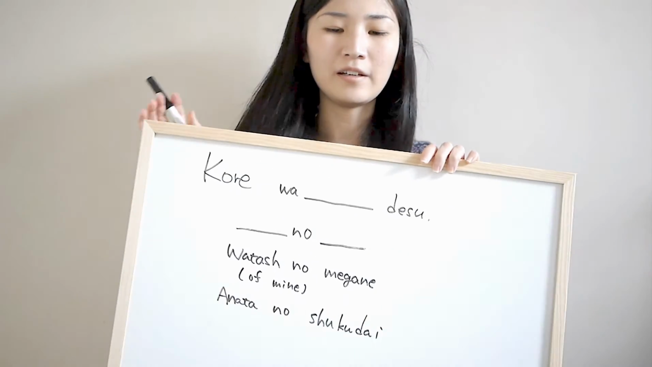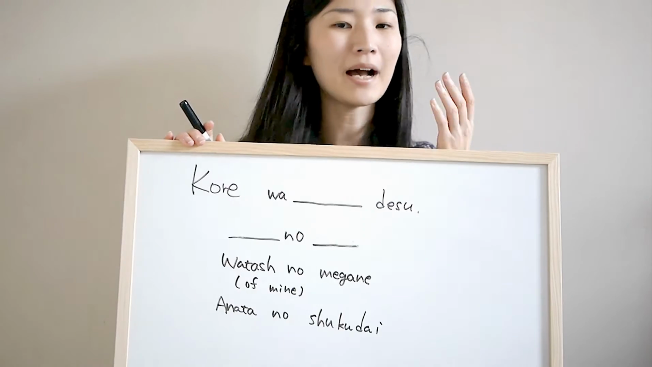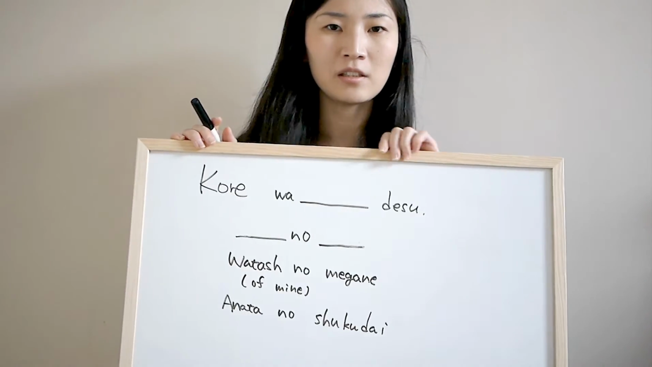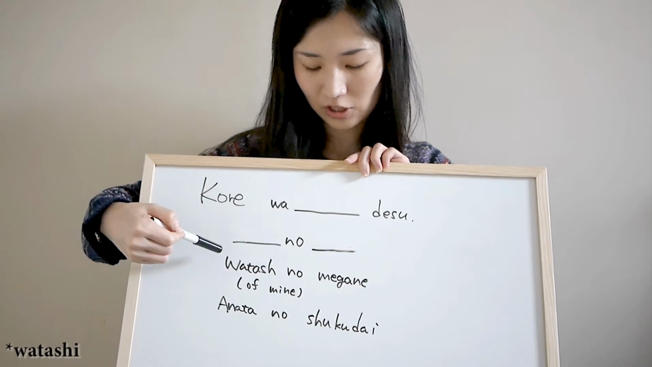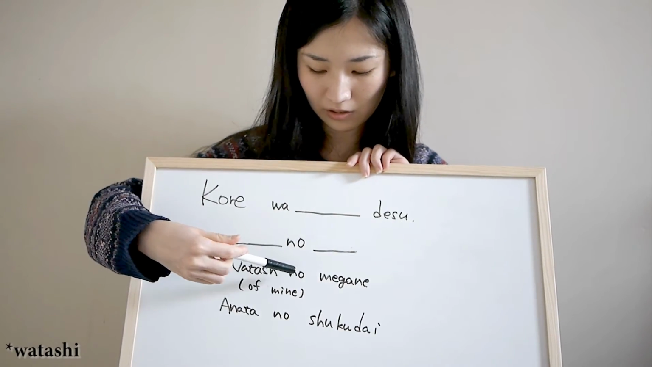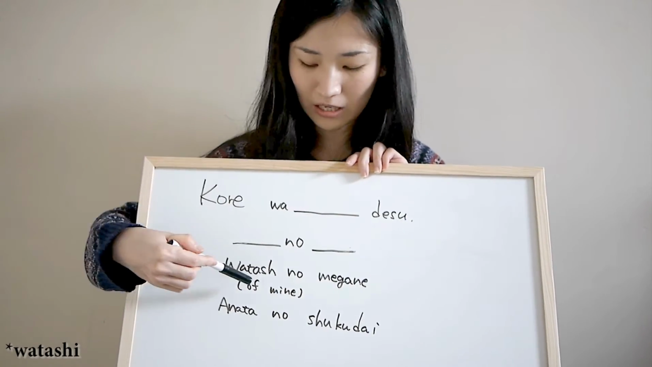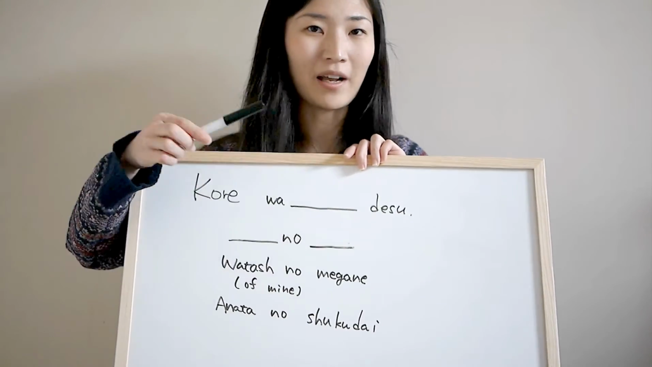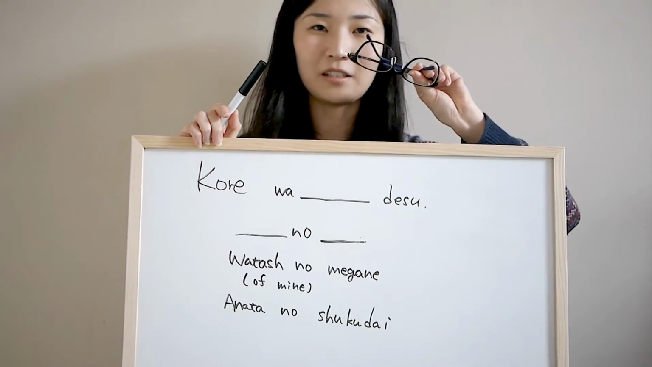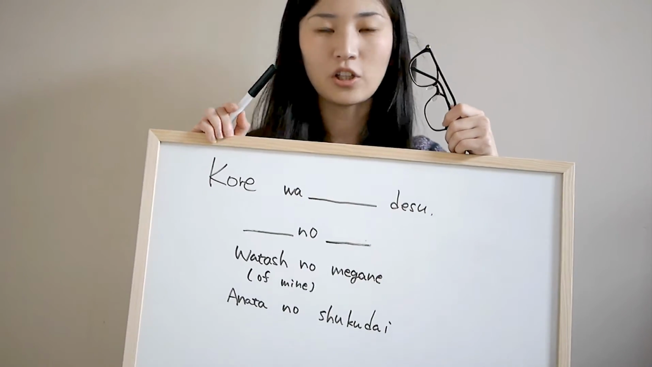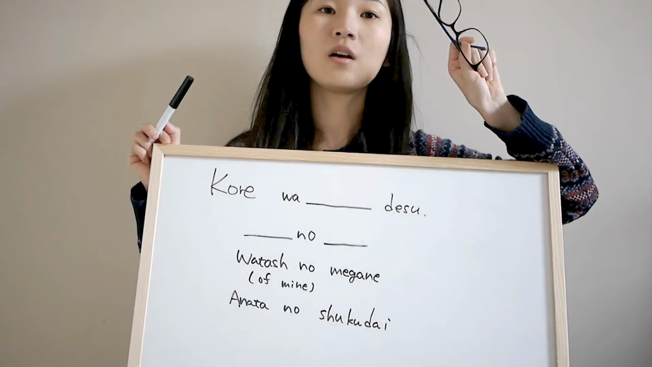So let's learn how to say my and your. In Japanese, it has to be of mine always. So watashi no. Watashi is I. So watashi no is like mine, but means of mine. So megane. I got it here. Megane is this one. Glasses. So my glasses. Watashi no megane.